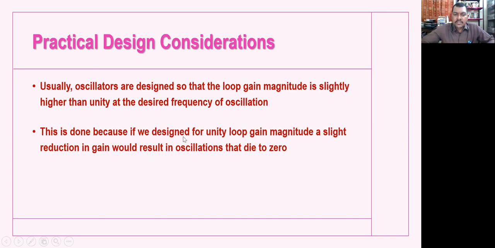This is done because if we design for unity loop gain magnitude, a slight reduction in gain would result in oscillations that die to zero.